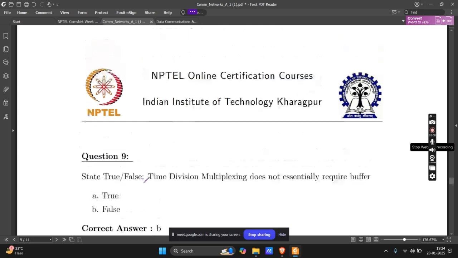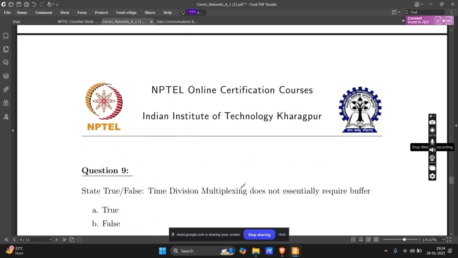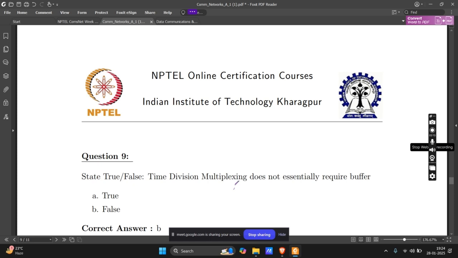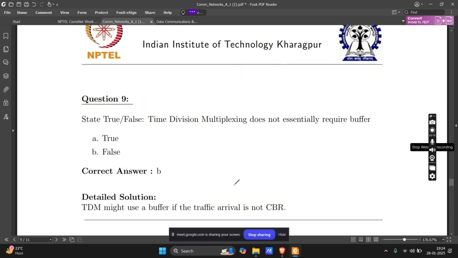Question number 9. State true or false. Time division multiplexing does not essentially require a buffer. Time division multiplexing does not require a buffer. Does it or does it not?